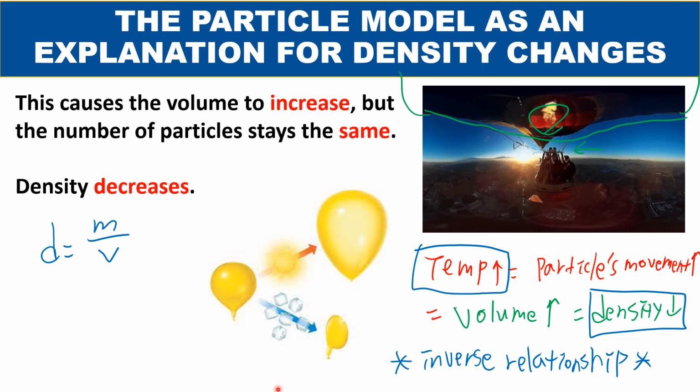Now, I want you to think about one part over here. Temperature increases, particle movement increases, and because of that, the volume increases. Do we have volume in this formula? Yes, we do. The volume is located at the bottom. So if volume goes up, what will happen to the whole fraction value? It goes down. The denominator is increasing, so the whole fraction value is decreasing.